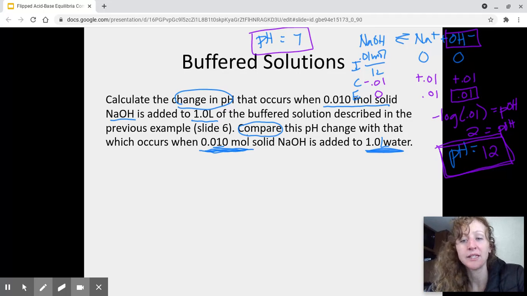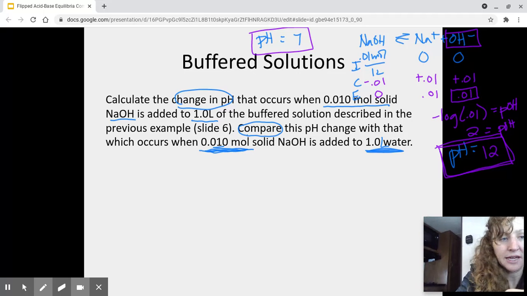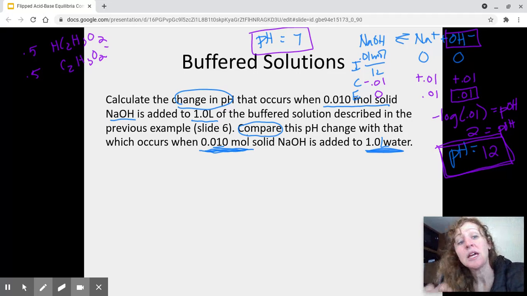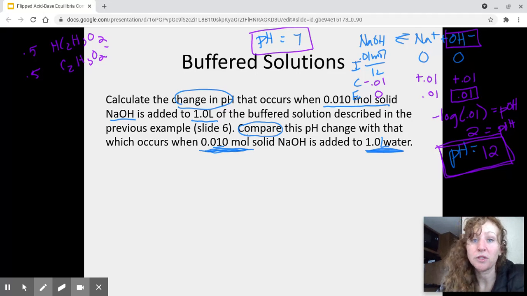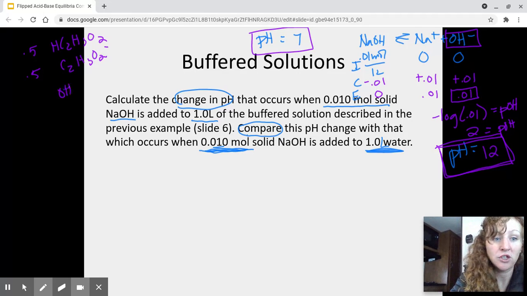All right, let's look at what happens when we do this in our buffer. Remember, our buffer had 0.5 HC2H3O2 and 0.5 C2H3O2 minus. Now we have a third thing present that is going to affect pH. It's the OH minus, 0.01, and that's in molarity.